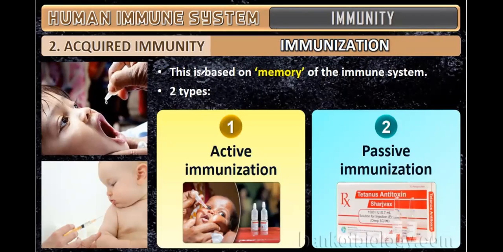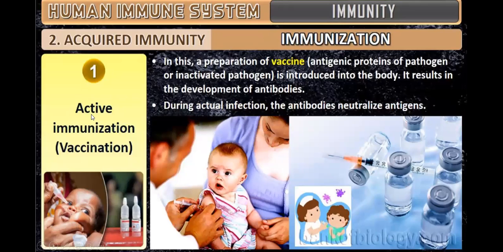Immunization. What is immunization? This is based on the memory of the immune system. It is of two types: active immunization and passive immunization. What is active immunization? That is also known as vaccination. In this, a preparation of vaccine, antigen, protein of the pathogen or inactivated pathogen is introduced into the body. It results in the development of antibodies. So during actual infection, the antibodies neutralize the antigen. So this is active immunization.